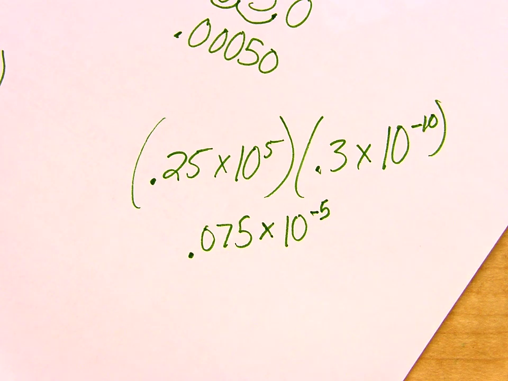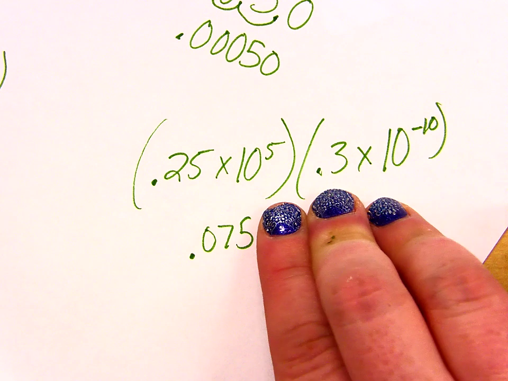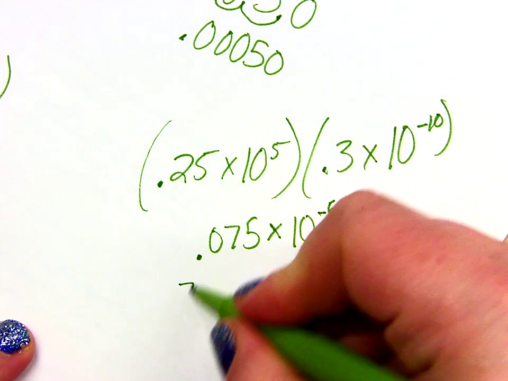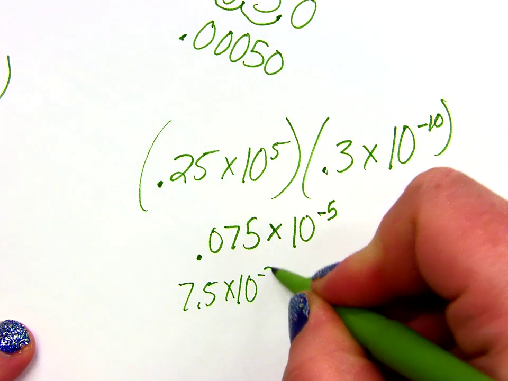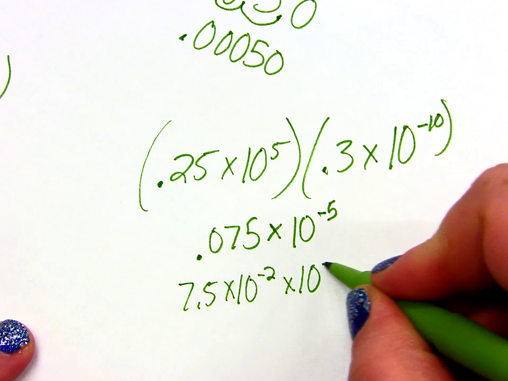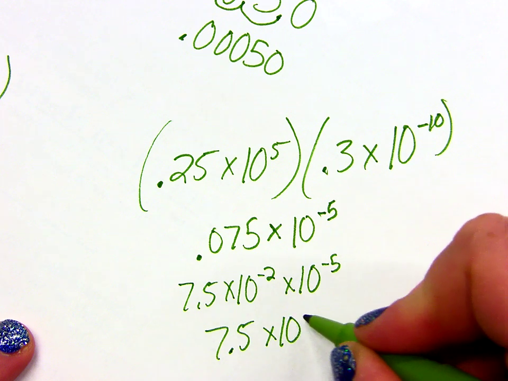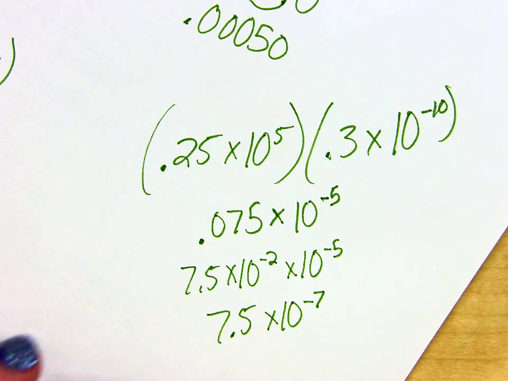I got it. So now, don't even look at that part. Just pretend I gave you that number and I said write that number in scientific notation. It would be 7.5 times 10 to the negative 2, because that's less than 1. So that's 7.5 times 10 to the negative 2, and then I still have this times 10 to the negative 5. So altogether, I get 7.5 times 10 to the negative 7, and that answer is in correct scientific notation. It's between 1 and 10, and we're good to go. All right.